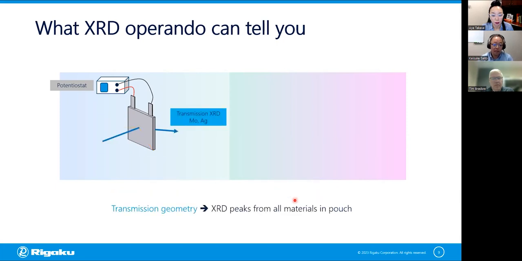On the other hand, the transmission geometry requires harder X-rays. Harder X-rays means shorter wavelength or higher energy X-rays. For example, a molybdenum or silver X-ray source is required. In the transmission measurement, X-rays transmit through your pouch sample. That's why you get all the XRD peaks from all the materials in the pouch, including cathode, anode, electrolyte, so you get everything.